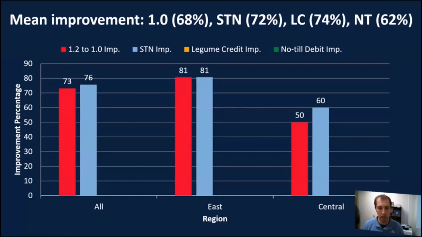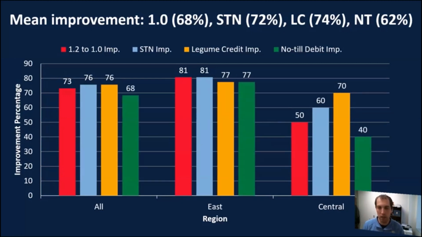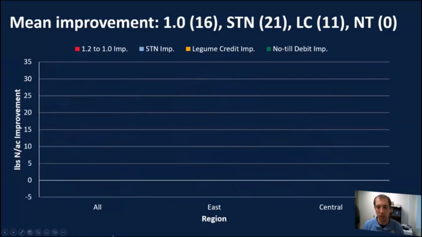Now if we use that legume credit, if we grew soybean or alfalfa or something else before, making sure we use that legume credit where needed, we see again 70 to 76% of the time an improvement in our recommendations by using that factor. Now using our no-till debit, that plus 30 pounds, is similar. In the central region, only 40%, but in the eastern region and all of South Dakota, 68 to 77% of the time we're improving it. So generally, each of these different factors improves our nitrogen rate recommendation, but by how much? That's what we're going to look at now.